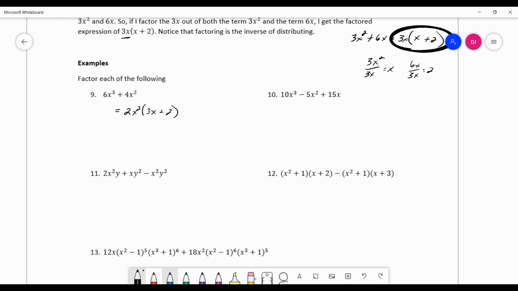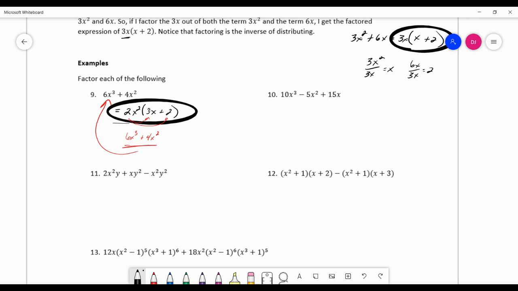And one thing you can always do is a check, right? This is as a check yourself. This is not part of doing the problem, but to check yourself, right? So this is the correct factorization. But what I can do to verify that is I could redistribute 2x squared times 3x and the 2x squared times the 2. Does this give me the original problem back? If the answer is yes, then you factored correctly.